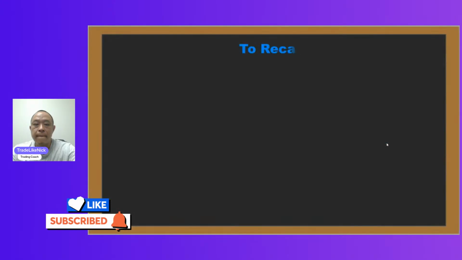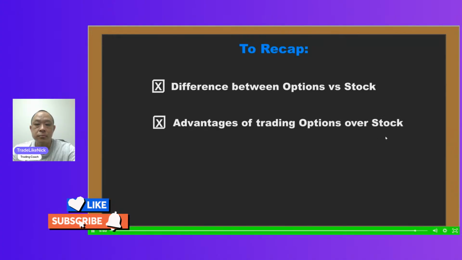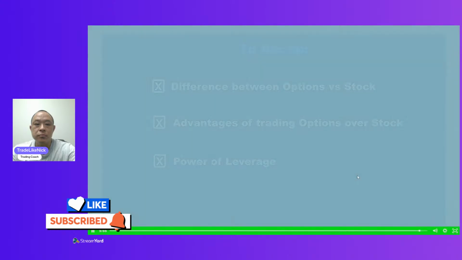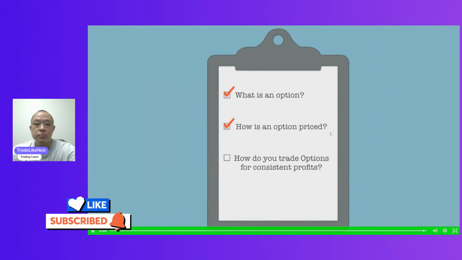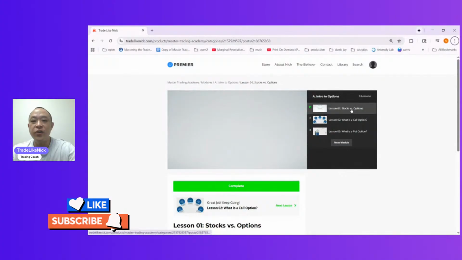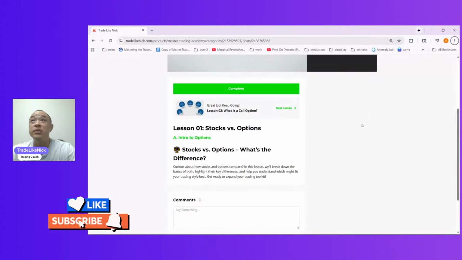So to recap, you learned the difference between options versus stock, you learned all the advantages of trading options over stocks, and you also learned the power of leverage. In the next few videos, you'll learn what an option is, how an option is priced, and how to trade options for consistent profits. All right, so that is a brief overview of what you'll see in the upcoming weeks that I'm excited to release over the stocks course as well as the options course.